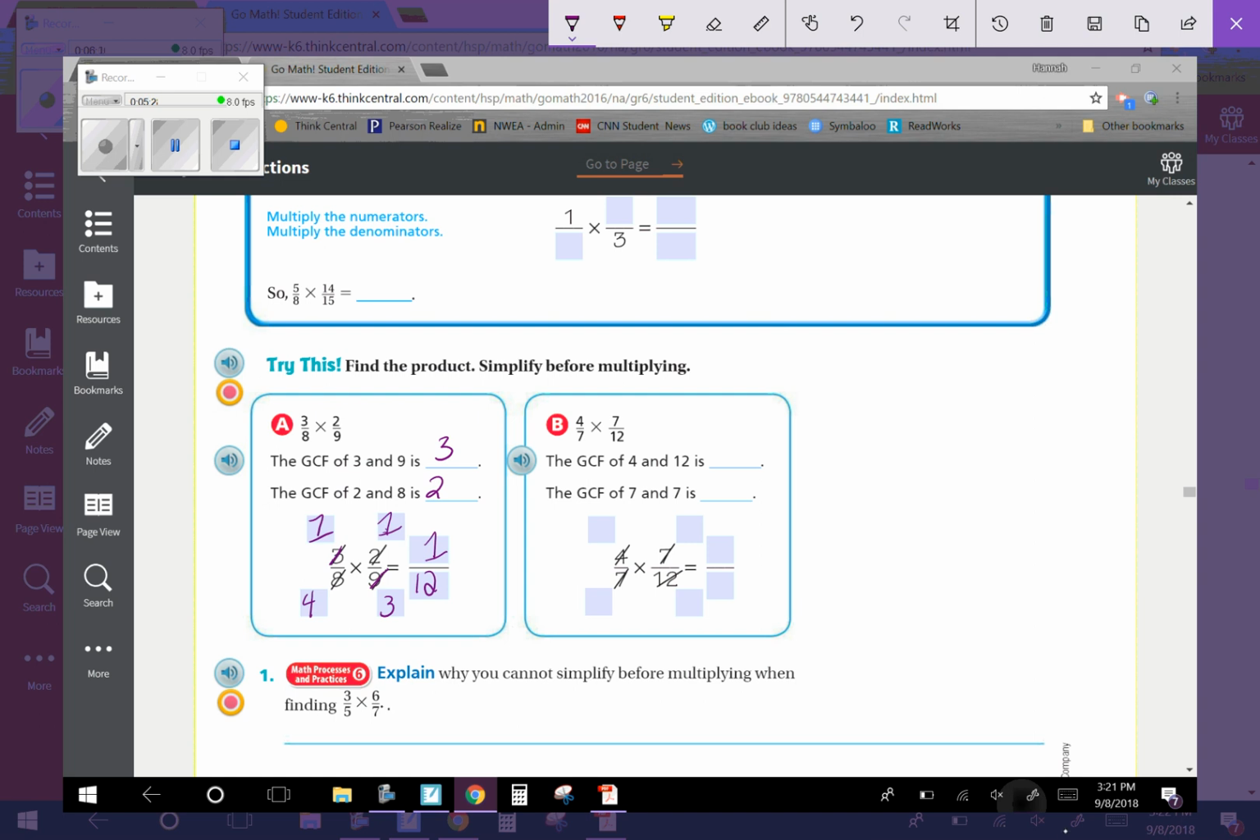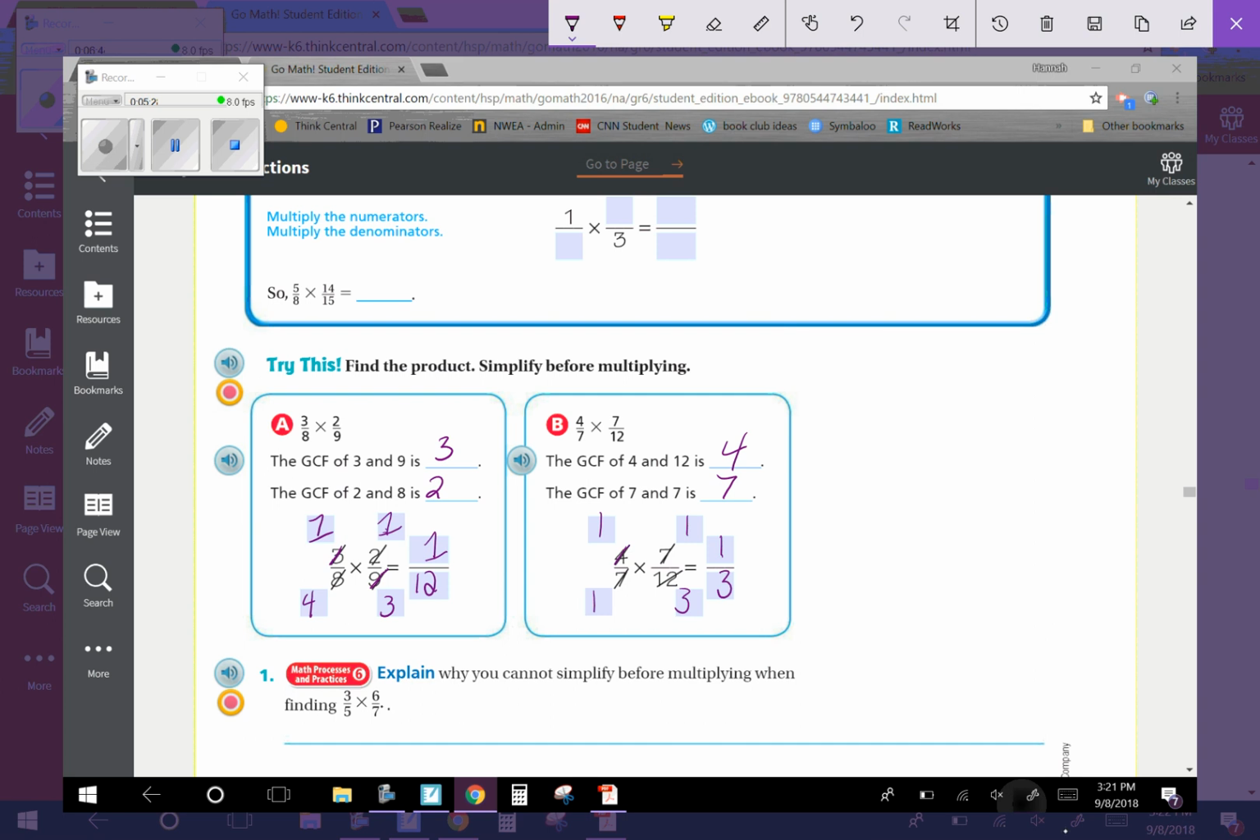Over here, we're taking 4/7 and 7/12. The greatest common factor of 4 and 12 is 4. The greatest common factor of 7 and 7 is 7. So when I look down here, 4 divided by 4 is 1. 12 divided by 4 is 3. 7 divided by 7 is 1. 7 divided by 7 is 1. So now I have 1 times 1, which is 1, and 1 times 3, which is 3.